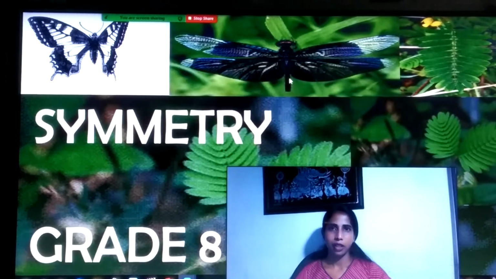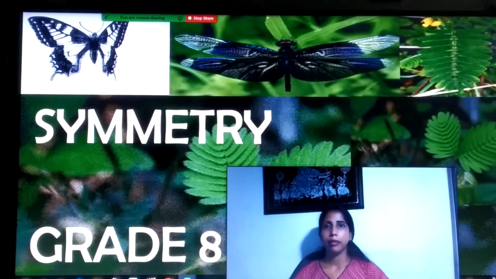Today I am going to teach you the lesson Symmetry in grade 8. In your textbook, that's chapter 11. In grade 7 you did this kind of thing. It means symmetry. Under symmetry you learned bilateral symmetry, likewise that. So in grade 8 we also have the same lesson. Now we are going to do symmetry. Let's see what the new concepts with symmetry in grade 8 are.